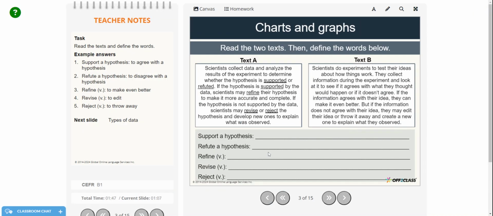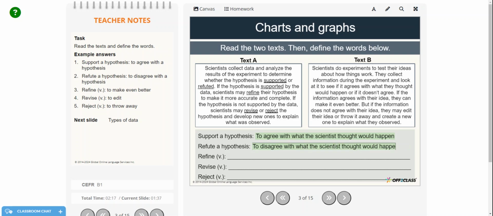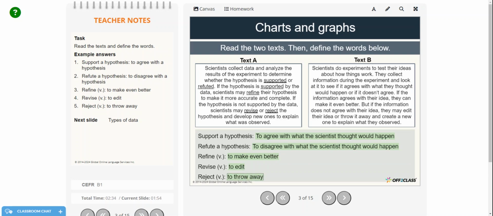All right, so to support a hypothesis is to agree with what the scientists thought would happen. To refute a hypothesis is to disagree with what scientists thought would happen. To refine is to make even better. To revise is to edit. And to reject is to throw away.